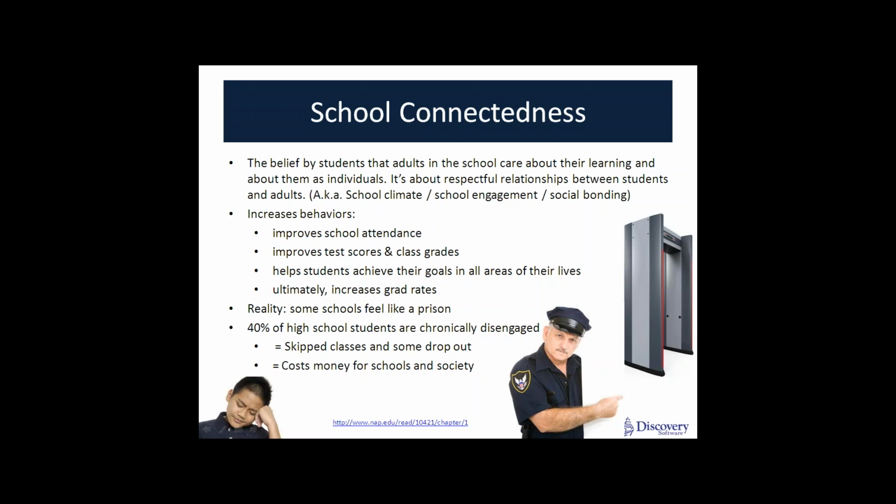Because the problem is that right now, a lot of schools start to feel like prisons, right? They've got the guards all over the place because everybody's worried, justifiably, about things like school shootings, but they've got the guards all over the place, they've got metal detectors, and, well, it just doesn't make kids feel like it's somewhere they want to be. So what starts happening is 40% of high school students that are chronically disengaged start skipping class and dropping out. What we want to do is build the school connectedness to improve that.